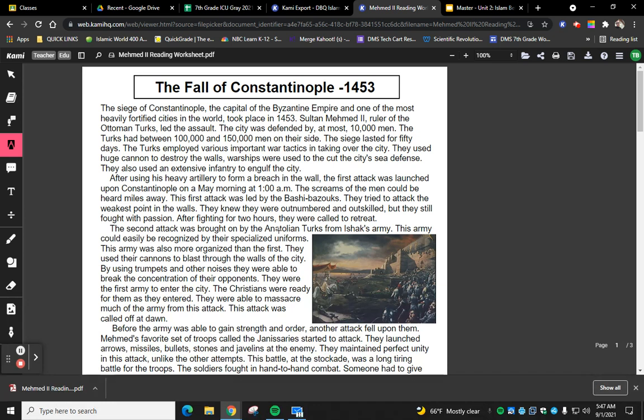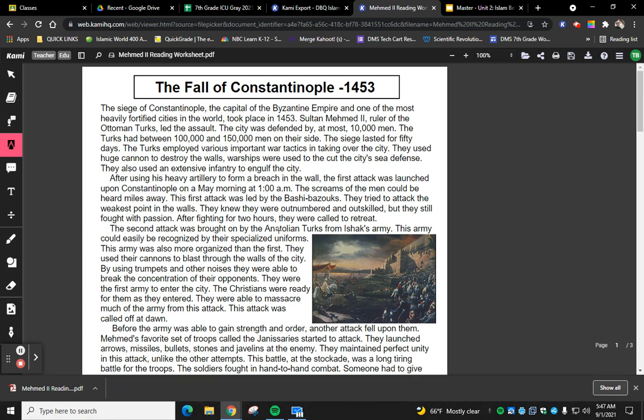The siege lasted for 50 days. The Turks employed various important war tactics in taking over the city. They used huge cannons to destroy the walls. Warships were used to cut the city's sea defense. My apologies. They also used an extensive infantry to engulf the city. So they're using cannons, they're using warships, they're also using a large army to engulf the city, to surround them and make them feel suffocated.